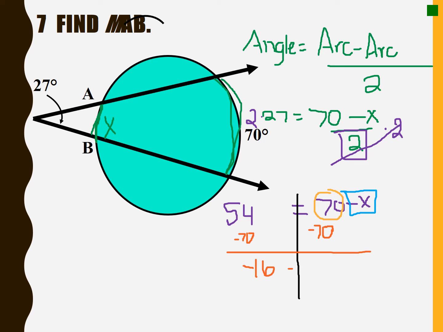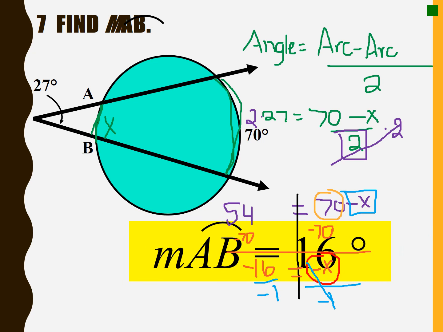Now, can you have a negative degree? No. However, if we look at our right side, we see that x is negative, and we can't have that either. So we divide by negative 1 on both sides. The negatives go away, and we're left with our answer, which is x equals 16. So again, you take your information and you sub it in. We have our angle, which is 27, large arc is 70, minus small arc, which is x, and we always divide by 2.